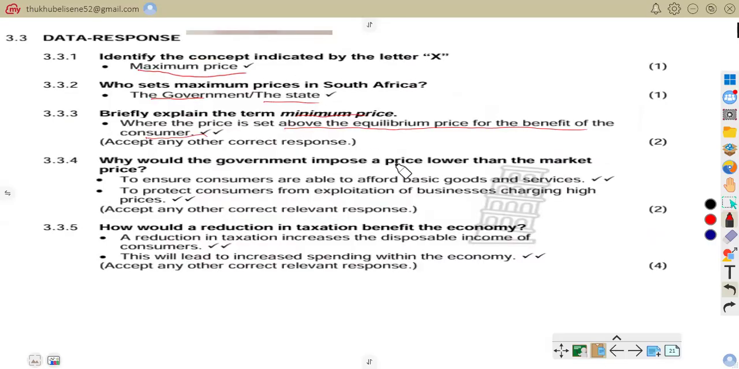Why would government impose a price lower than the market price? That is to ensure consumers are able to afford basic goods and services. That is why I talked about bread. They make sure that they can afford bread or medicines, to protect consumers from exploitation by businesses charging high prices. So it's about protecting what? The consumer. That is that.